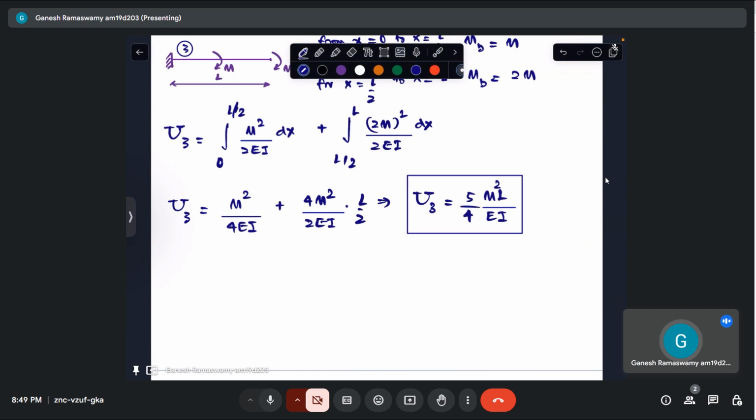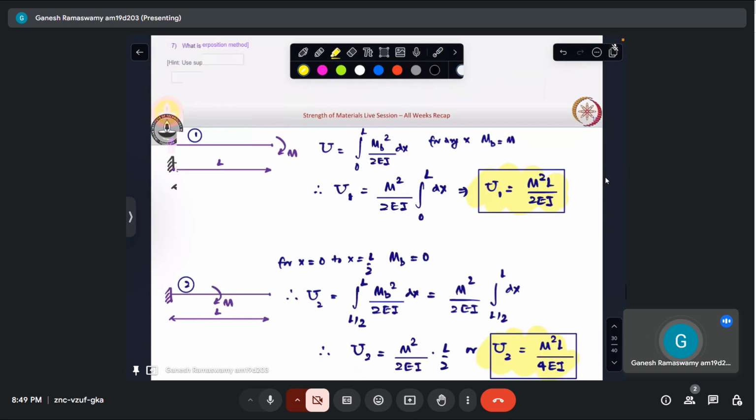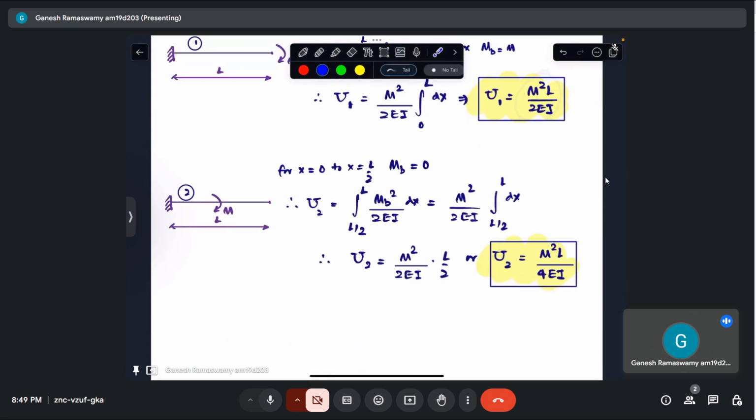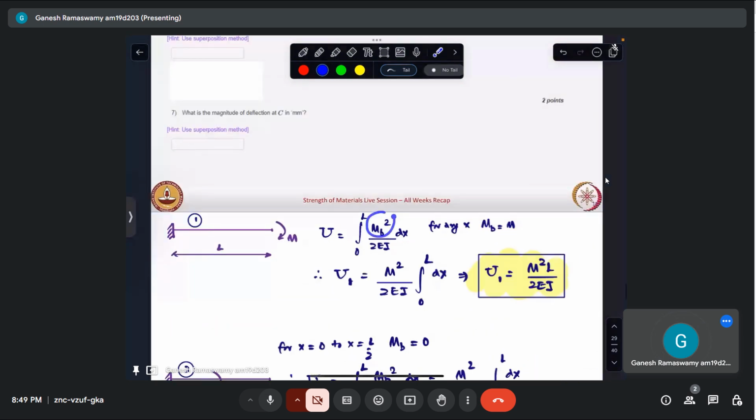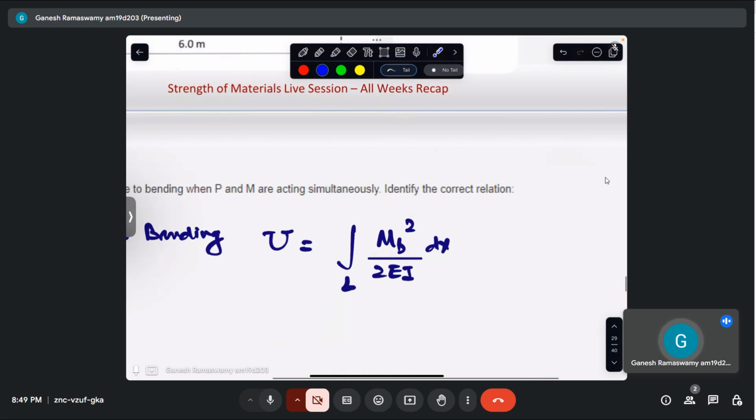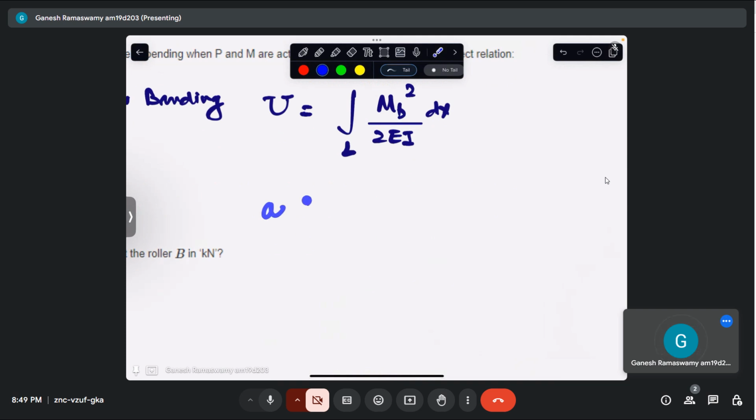So we are seeing something interesting here. When we apply these individually, it gives me 1 by 2 and 1 by 4. So we know that 1 by 2 and 1 by 4 is nothing but 3 by 4. Whereas when it is simultaneously applied, this is greater than the sum. Why does this happen? This is because of the non-linear dependence, the power of 2. We know that (a plus b) whole squared is not equal to a squared plus b squared. It actually has some additional terms because of the quadratic nature.